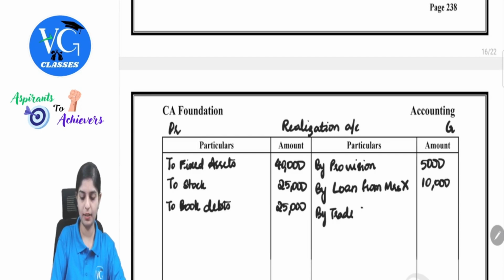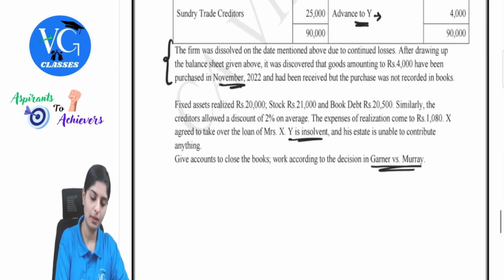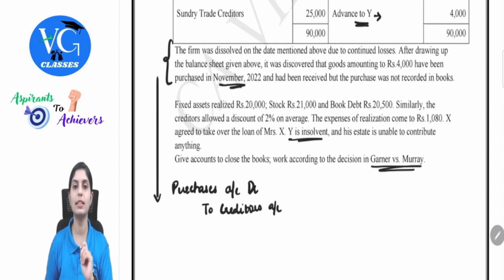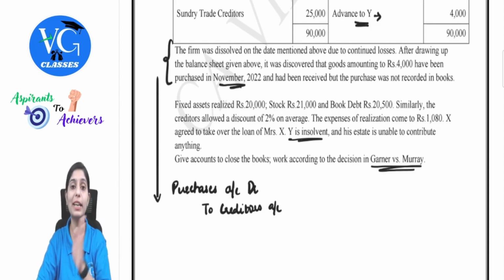Then we have trade creditors. Now before we enter this trade creditors, let's revisit the adjustment. See, there was creditors with respect to the purchases. When purchases happen, what is the entry we do? Purchases account debit to creditors. Now here it is always feasible to understand this as a credit purchase. So therefore the entry will be purchases to creditors. What the question is specifying is this entry is missing even though the goods have been received. So this entry was supposed to be passed. It is not passed. So now we have to rectify this.